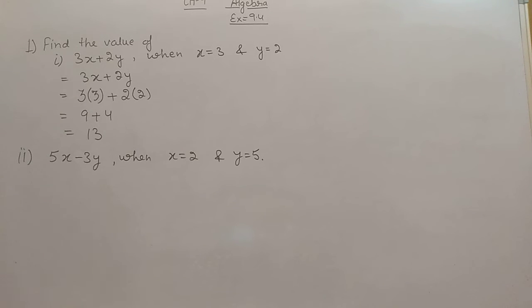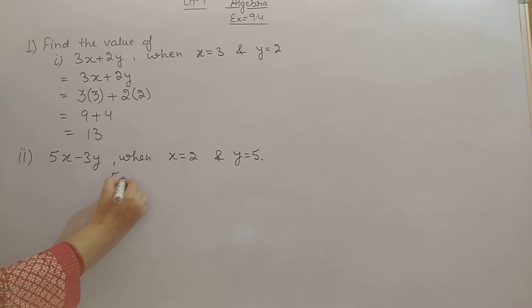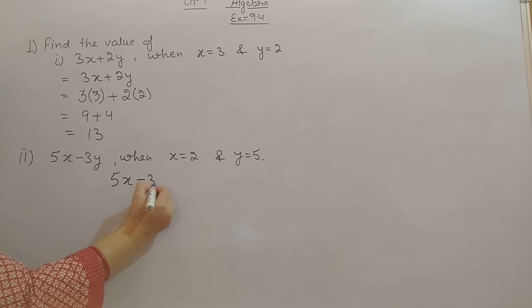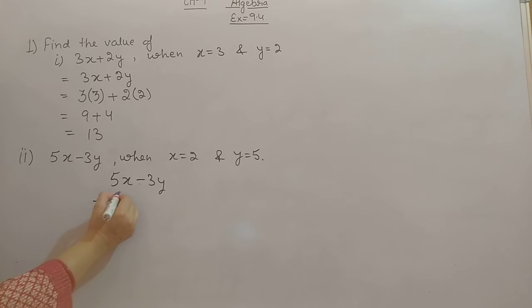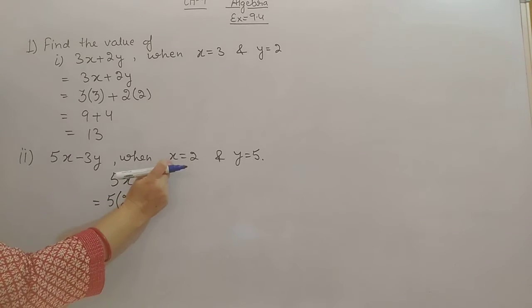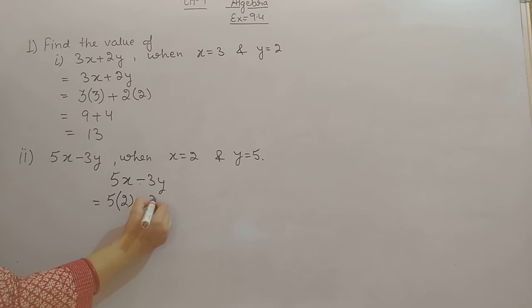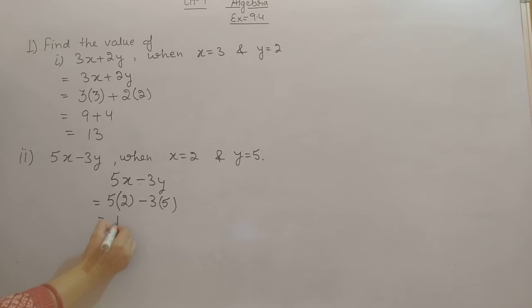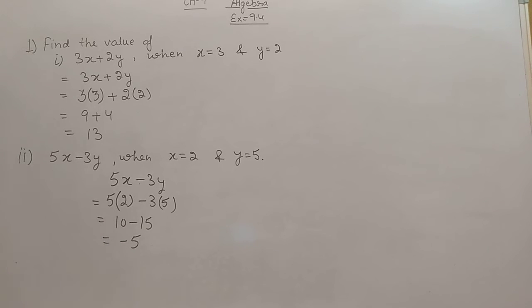Second part, 5x minus 3y when x is 2 and y is 5. So the expression is 5x minus 3y. We can write it as 5 multiplied by 2, because x value is 2, minus 3 and y value is 5. So 5 into 2 is 10, 3 into 5 is 15. 10 minus 15 is minus 5, because we are subtracting a bigger number from a smaller number. So the answer will be minus 5.